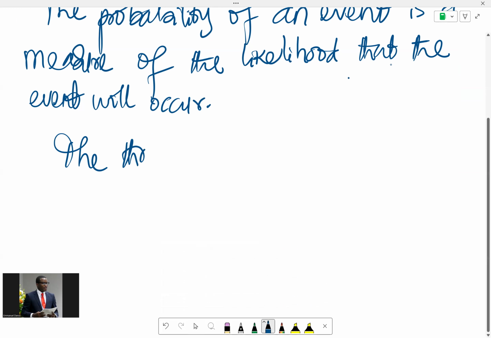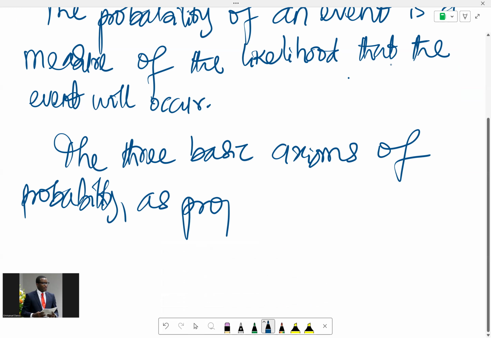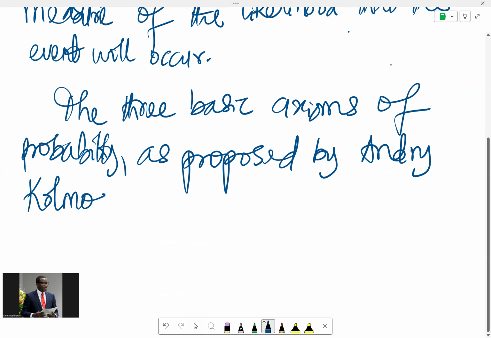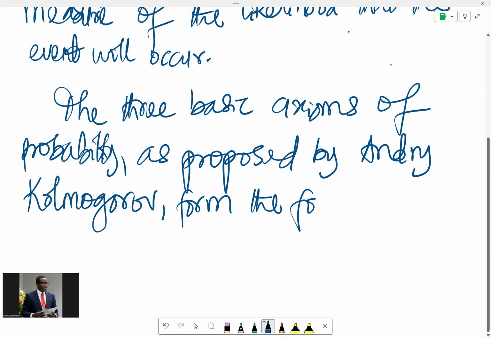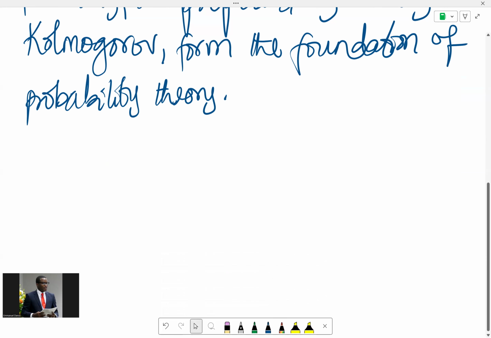The three basic axioms of probability, as proposed by Andrei Kolmogorov, form the foundation of probability theory. So let's check out the axioms.